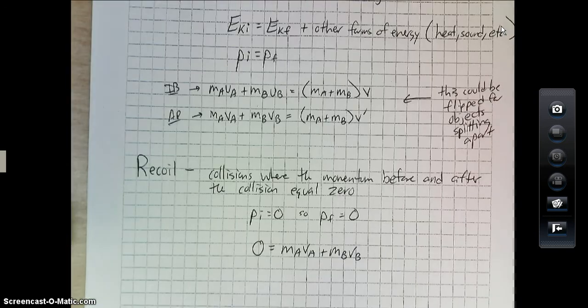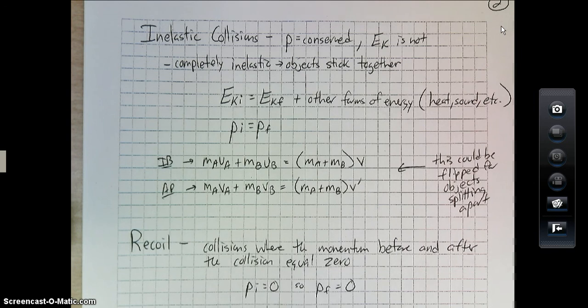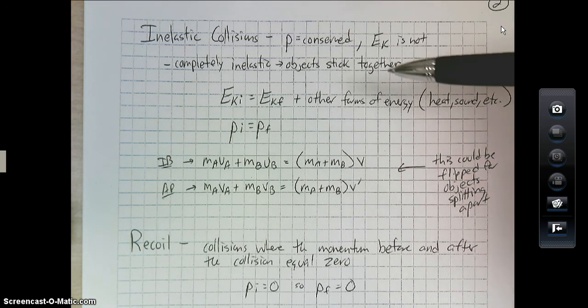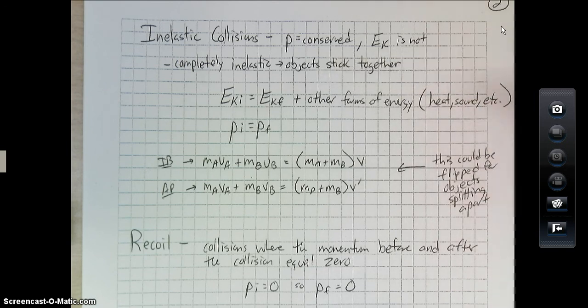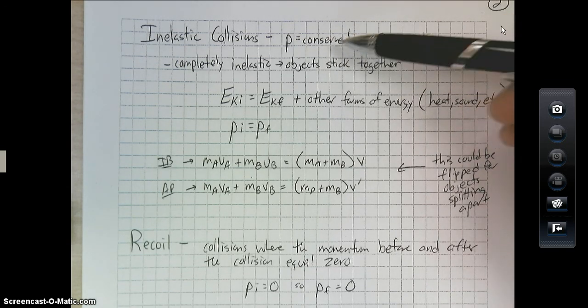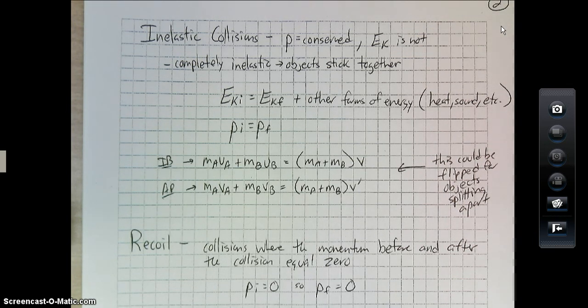Okay, so let's talk about some other types of collisions. An inelastic collision. Well, if elastic collisions were things that don't stick together, then inelastic collisions are when objects do stick together. Okay. One thing that's a little different: momentum must be conserved, but in this case, kinetic energy is not. Now, that doesn't mean that energy is not conserved, just the kinetic energy.